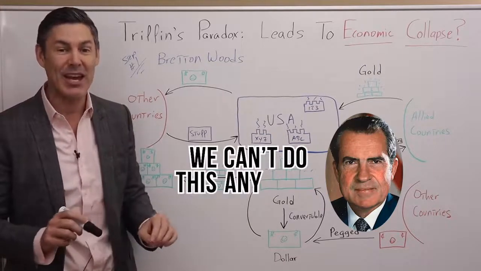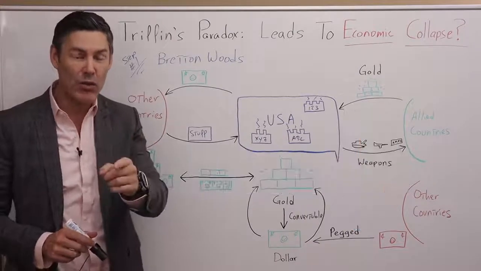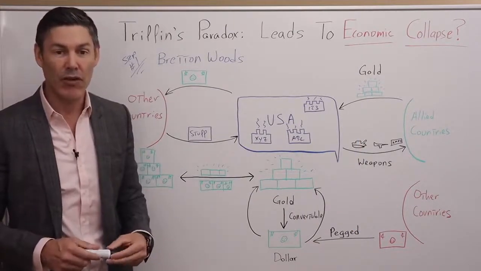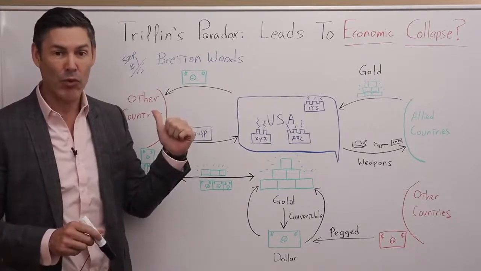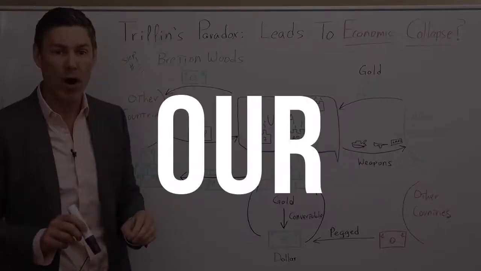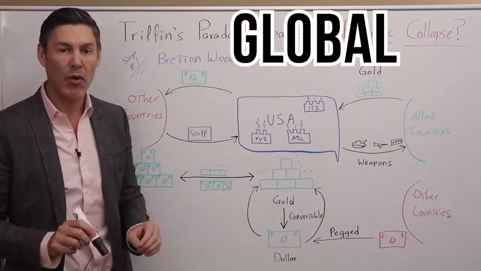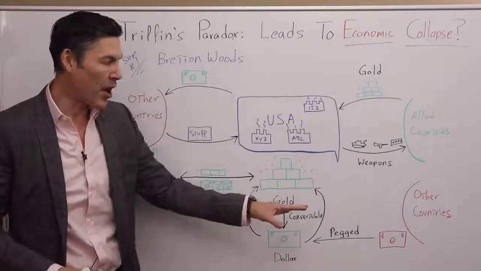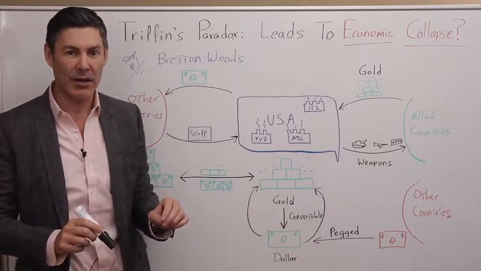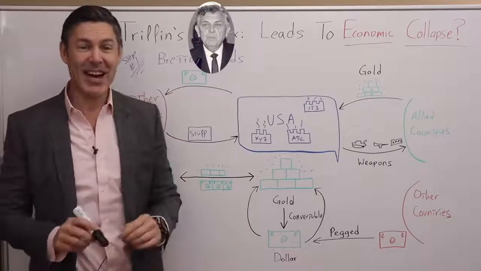We can't do this anymore. We are no longer going to allow you to redeem your dollars for gold like we promised you way back in Bretton Woods. We're going to break our promise to the world. From now on, we're going to be on a global fiat monetary system. And during this entire process, an economist came in by the name of Triffin and said, yes, I get it.